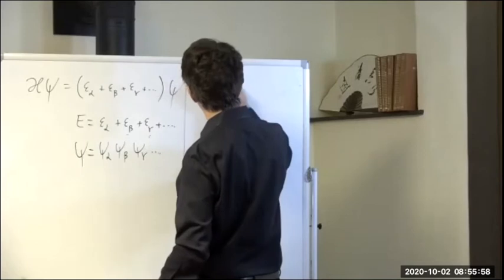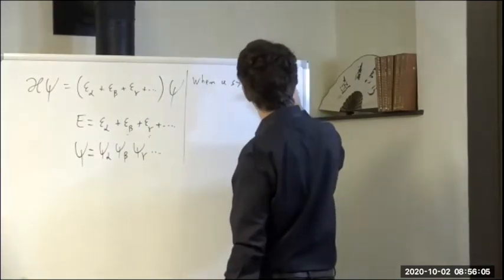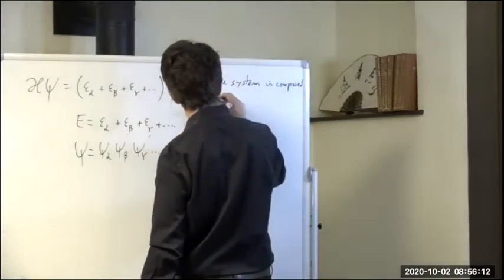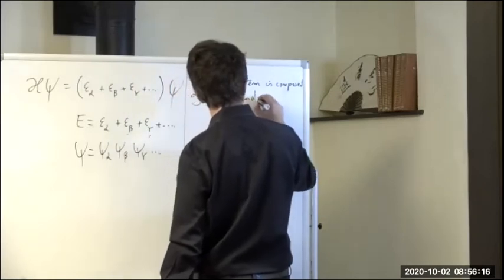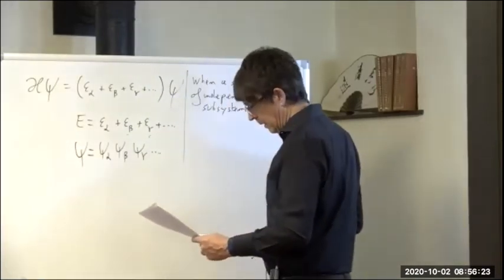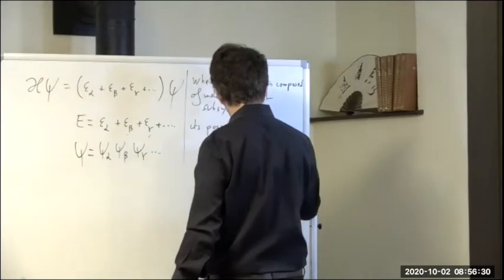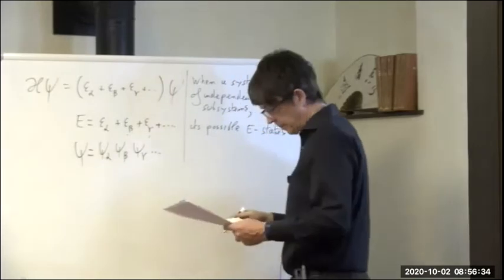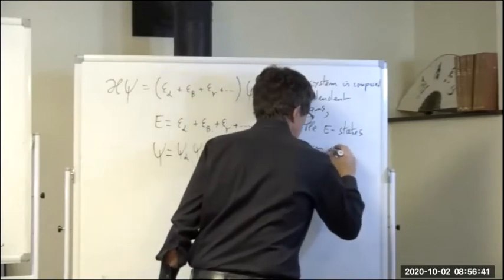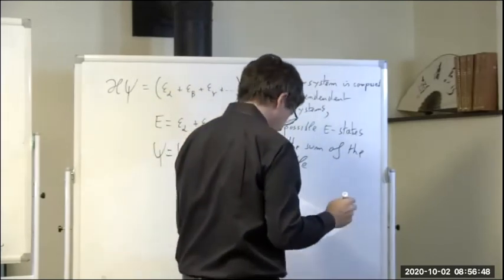Okay, I'll do this. When a system is composed of independent subsystems, then its possible energy states are the sum of the possible eigenstates of each degree of freedom.